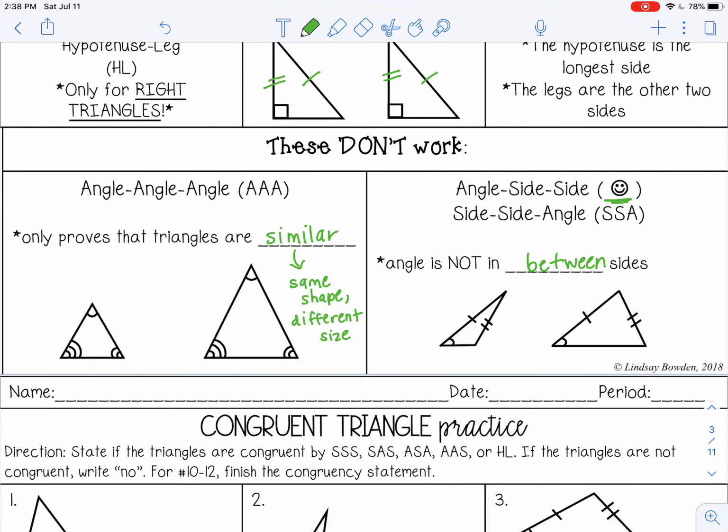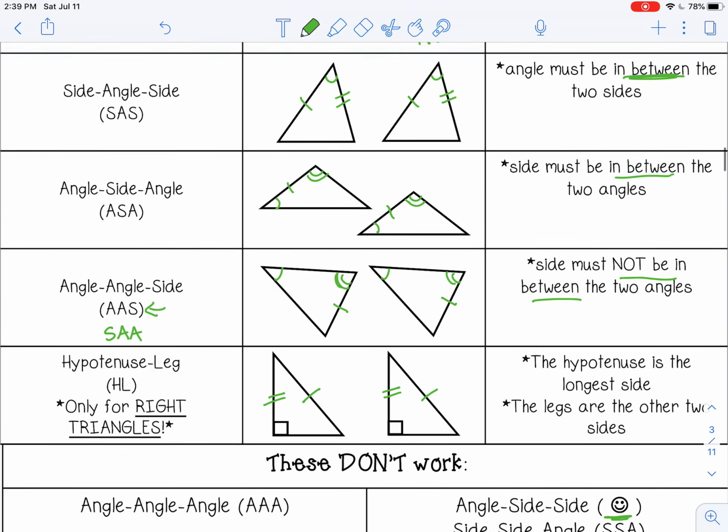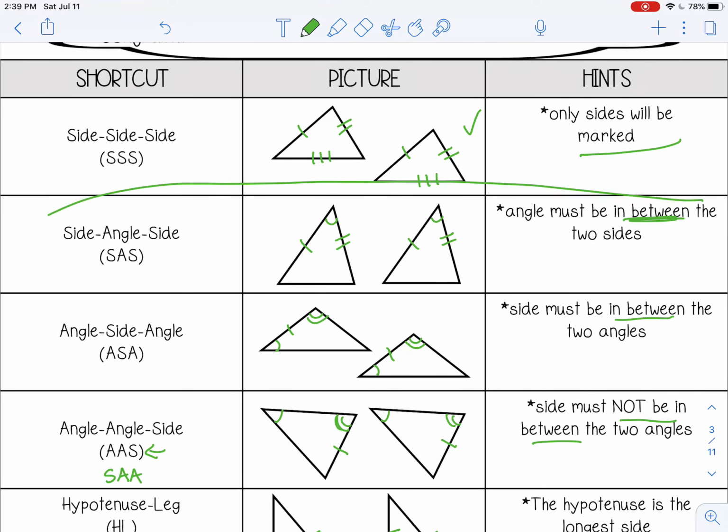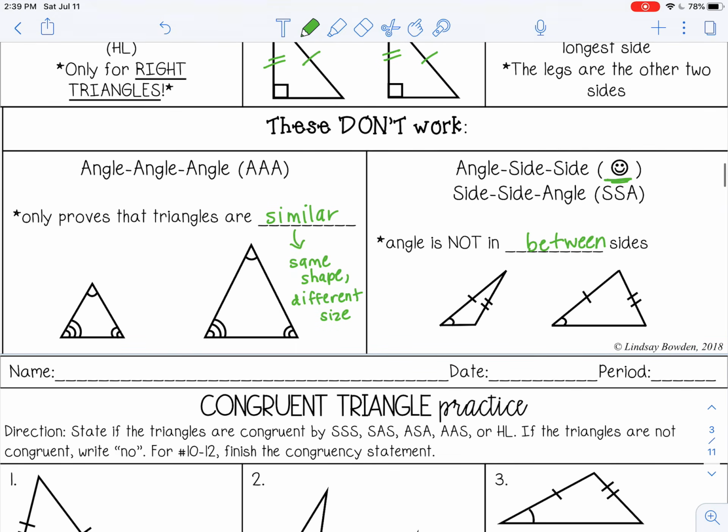So this one is very, very similar to side, angle, side, but that one works. So let me scroll back up just so you can compare the two. So for side, angle, side, we do have 2 sides and we have an angle, but the angle is in the middle of the 2 sides, and that works. However, if you have 2 sides and an angle that's not in the middle, so this one's not marked, one of the other angles are marked, that is not enough information. And you can see from this picture, I have an angle and 2 sides, but these triangles definitely are not congruent, so it doesn't work.